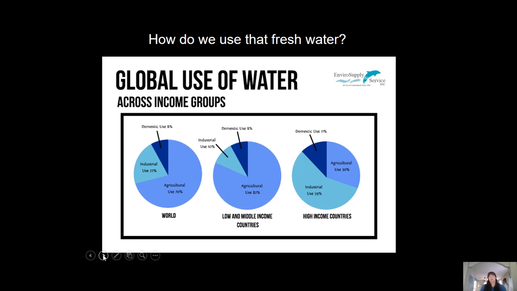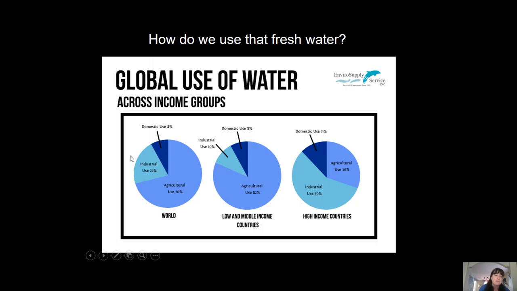So how do we use that fresh water? This is something we're probably going to talk about later in more detail, but just to get an idea of where our global use of fresh water is, in the entire world, 70% of it goes to agriculture. We have to grow our food. We have to use water to water our crops and our animals. So most of it by far goes towards agricultural purposes.